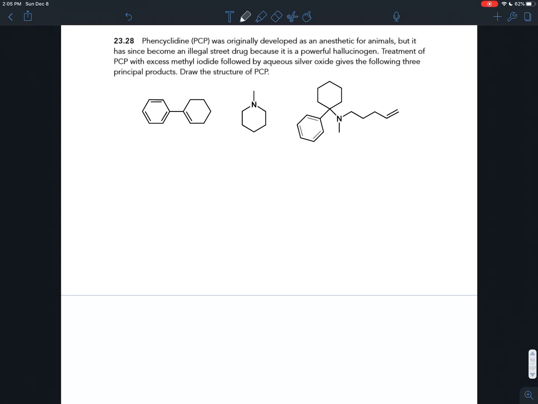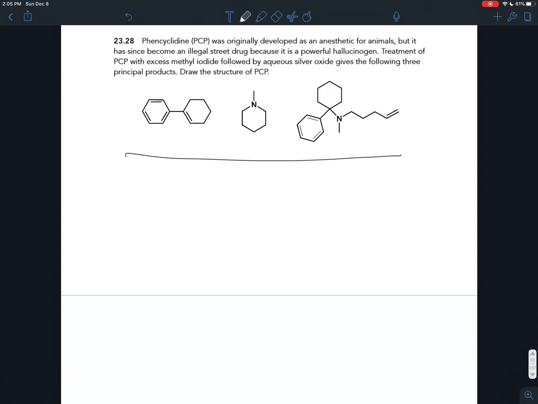This structure is talking about PCP, phencyclidine, which was originally developed as an anesthetic for animals, but has since become an illegal street drug and is a powerful hallucinogen. They say that if you treat PCP with excess methyl iodide followed by aqueous silver oxide and heat, it gives 3 products. And when you see this recipe, you would want to think, that's the Hofmann elimination. We're going to have a nitrogen as a leaving group.